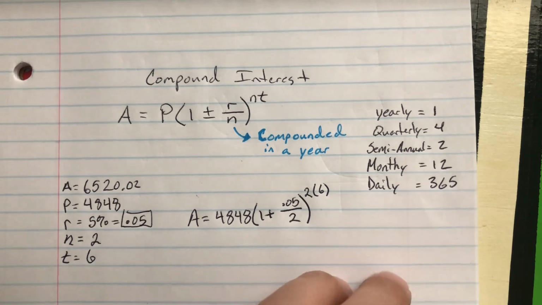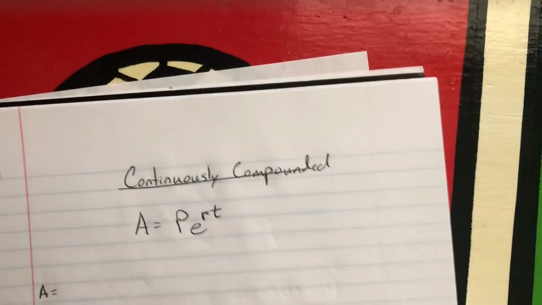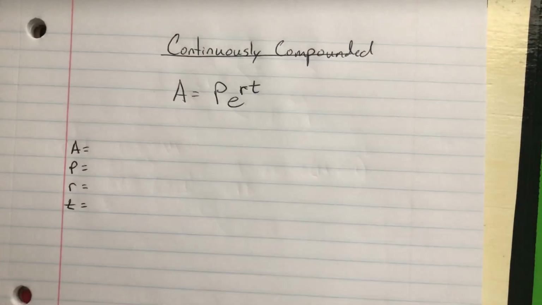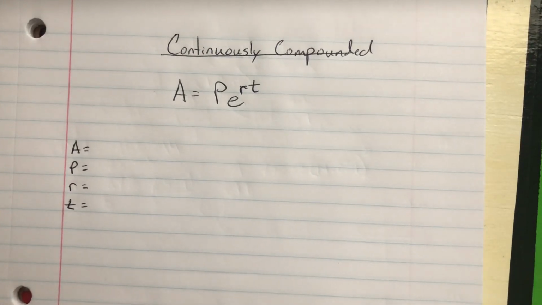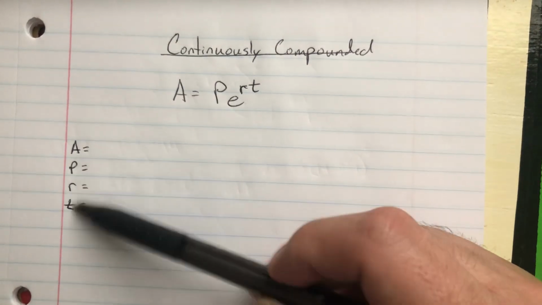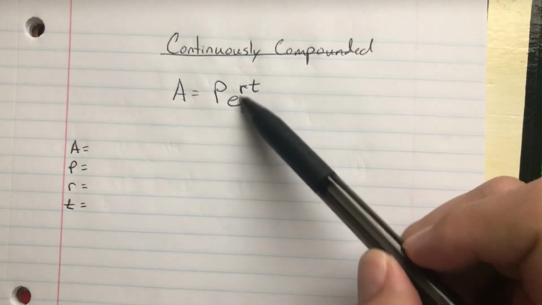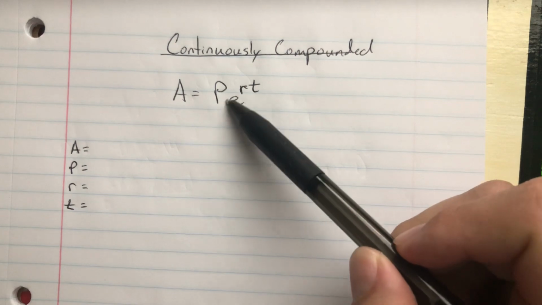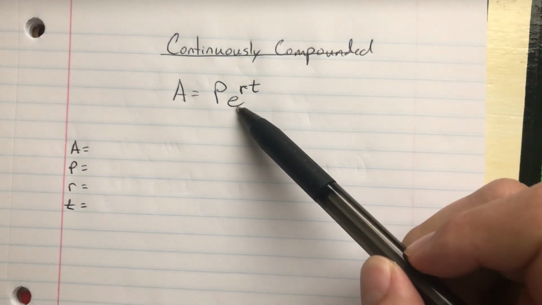And then the last formula that we need to understand is when it says it is compounded continuously. It's a different formula, but look at the variables that we're still trying to find. I'll explain this E here in a second. It's just a value that we're going to use our calculator for. There's actually a button for E.